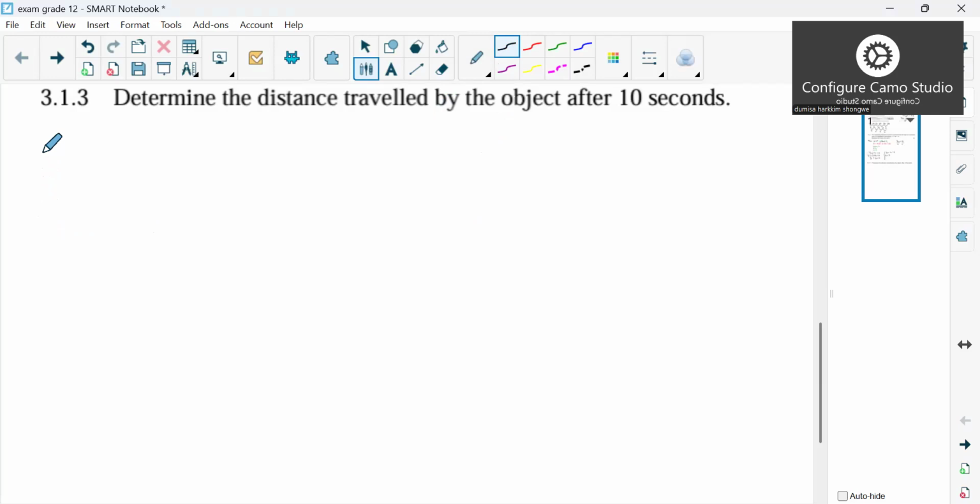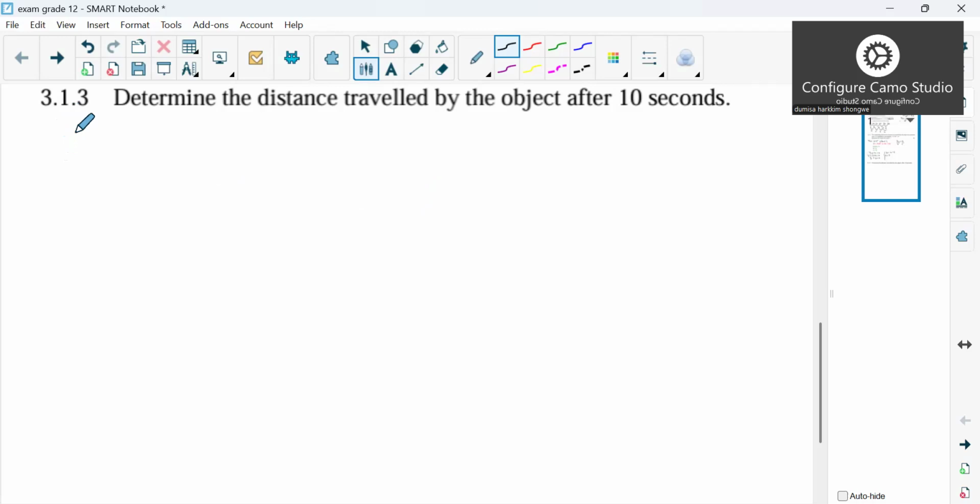Hi guys, welcome to another lesson of the Daily Dose of Mathematics. Here we are continuing with 3.1.3, which is from the June 2026 Limpopo question paper. Limpopo, what is our question for today? Determine the distance traveled by the object after 10 seconds.